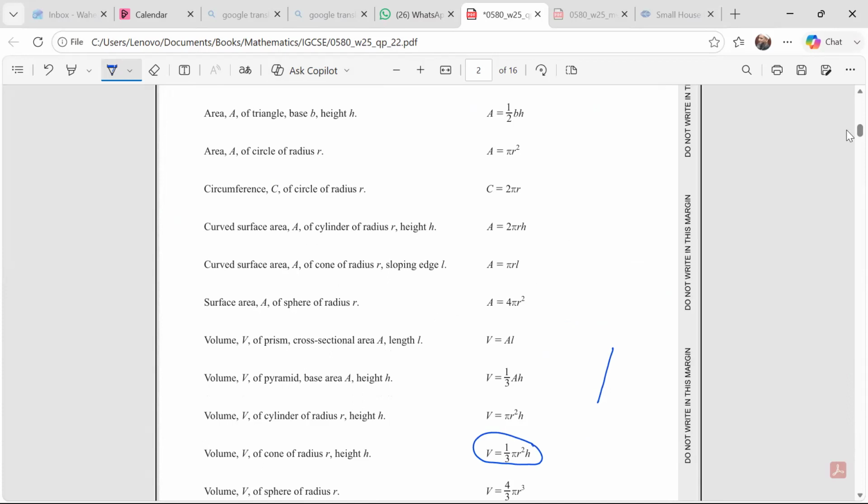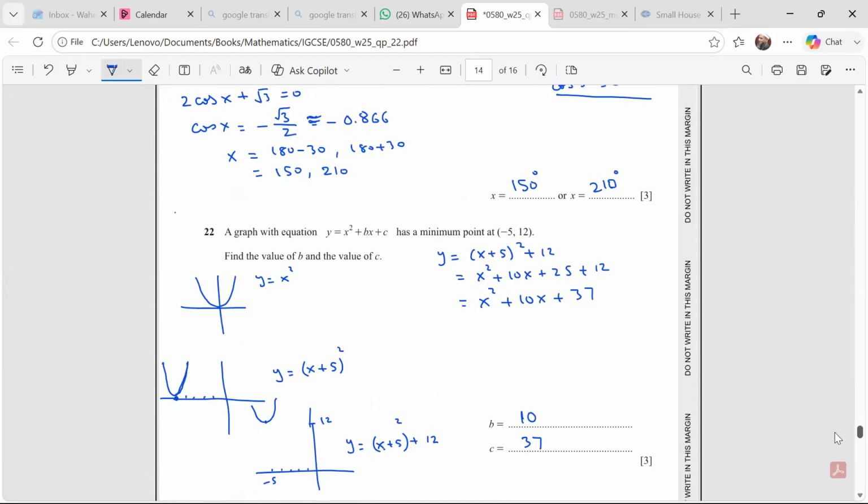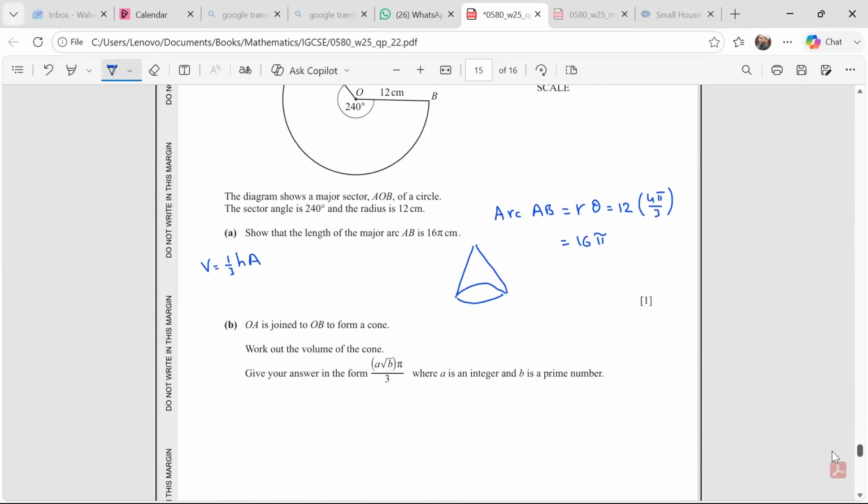Okay, so if you have a cone like this, its height is this one. So this is the height, and the base area is pi r square. R is the radius of the circle, right? And 1/3 is part of the formula. So 1/3 base area into height. Okay, so let's use this formula over here.